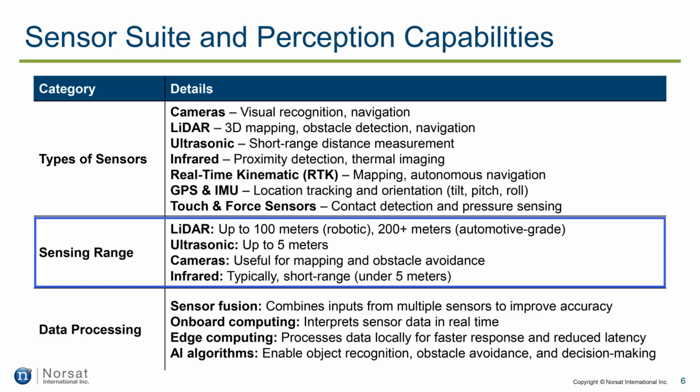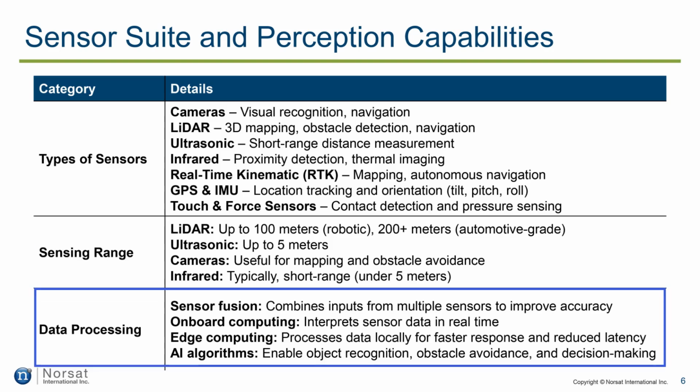For example, a robot doing long-distance navigation outdoors needs long-range LiDAR and GPS, while a robot in tight indoor spaces benefits more from short-range sensors and cameras. Finally, there's data processing, the robot's ability to interpret what its sensors detect. Raw data isn't enough. The robot needs to recognize shapes, identify obstacles, measure distances, and make decisions in real time.